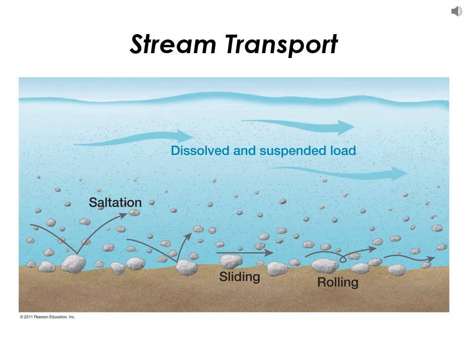Streams transport a lot of sediment, and the sediment in a stream is called the load. The load has different components. First there's the dissolved load, which is salts and minerals that are soluble in water and are just moved along. Things like calcite, the main mineral in limestone, get dissolved in water and are carried in the dissolved load.